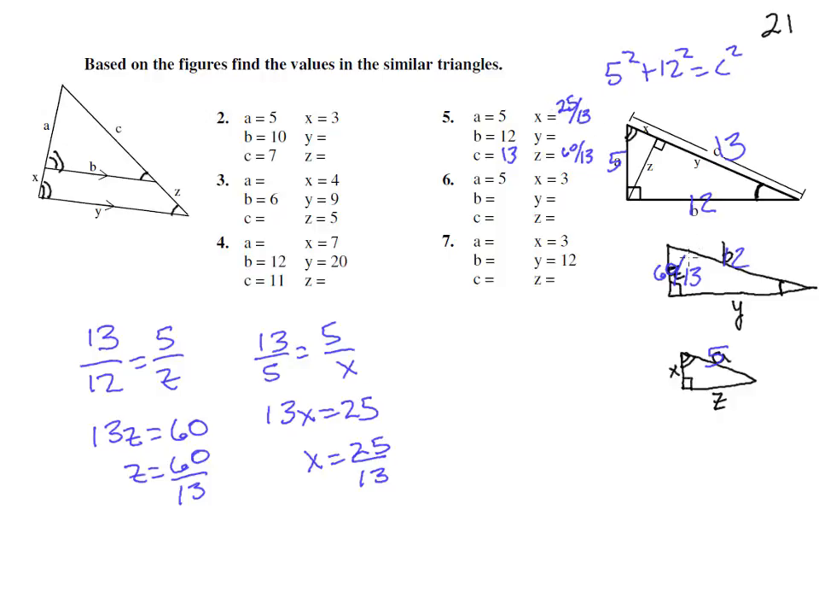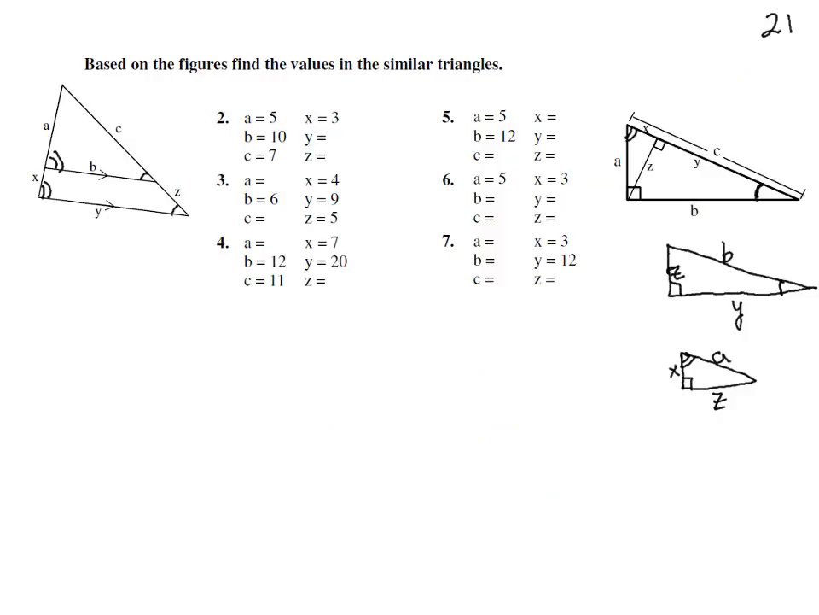And then we get y. We can do 13 is to 12 as 12 is to y. Times the y up here, and we get 13y equals 144. And then y equals 144 over 13. 144 over 13. Good, so that's number 5. Those were some interesting fractions we got there.